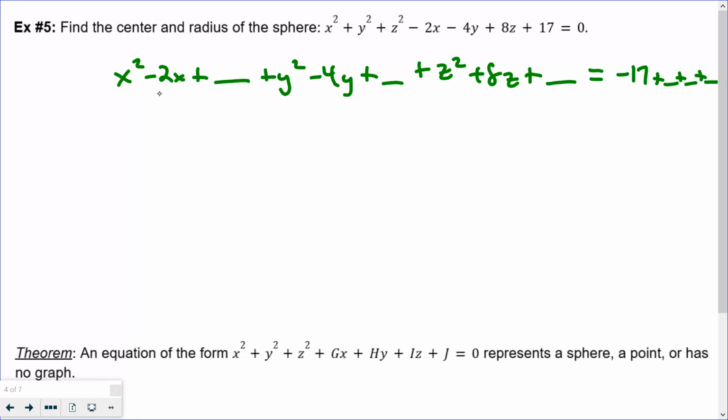Remember, how do we complete the square? You take half of the middle term and you square it. You do that for each variable. Then I've got to add a 1, a 4, and a 16 there. That gives me a 4 there.